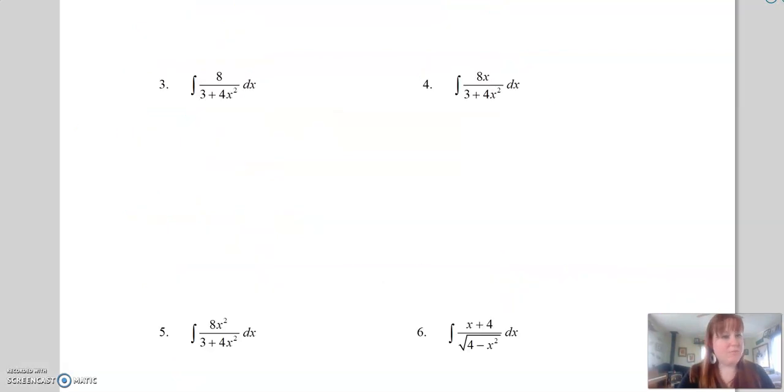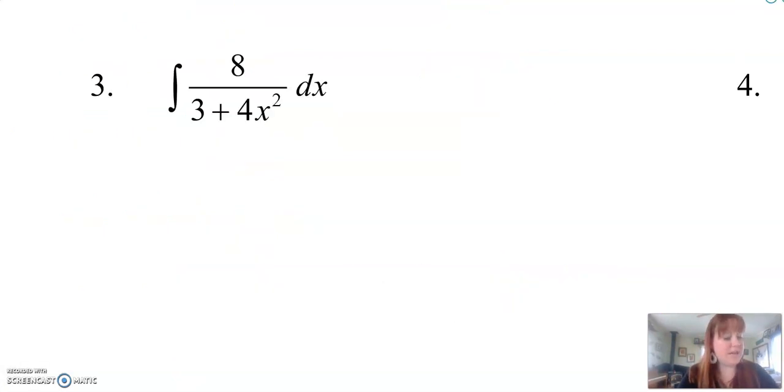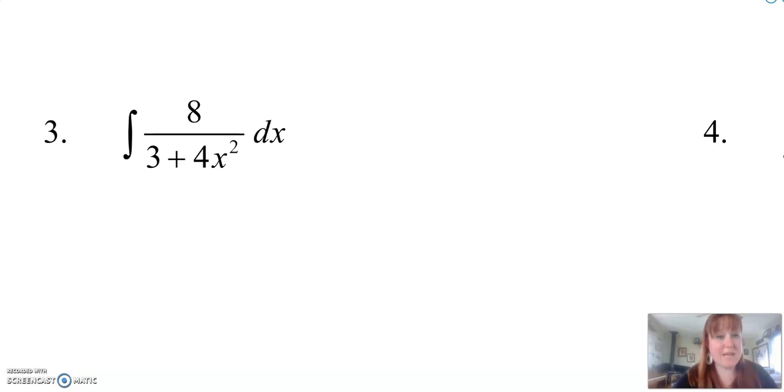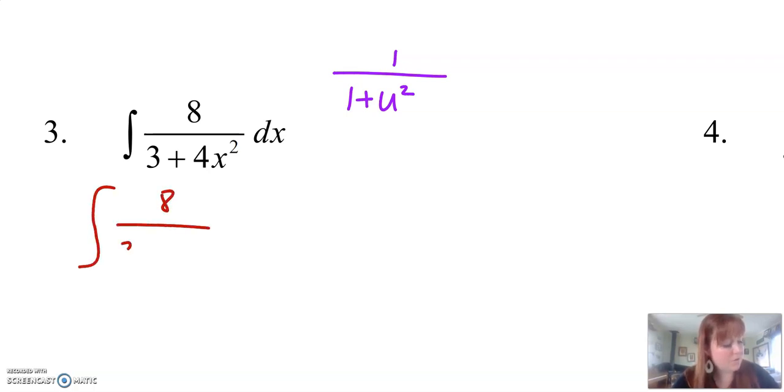Let's look at another one. Okay, so this one, is this arctan or is this arcsine? This is arctangent. And again, arctan is the format 1 over 1 plus u squared. That's what we want it to look like, okay? So to get that 3 to be a 1, let's divide by 3. So we end up with the integral, all right, of 8 over 3 times 1 plus 4x squared over 3 dx.